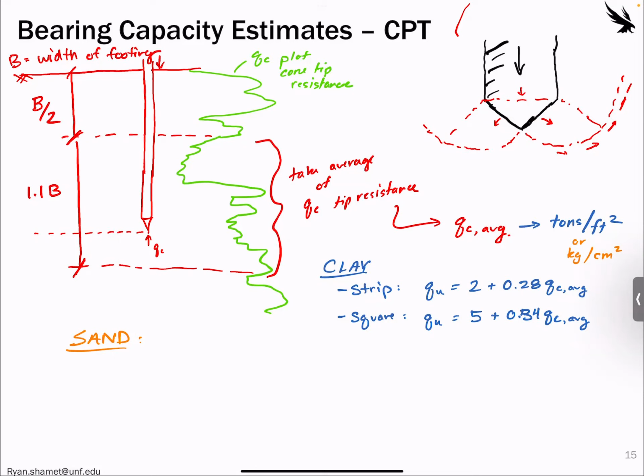So if you're working with sand, same thing here. If we have a strip footing, then you would find the ultimate bearing capacity through this equation. It's a little bit more tedious. And then if you had a square footing, your ultimate bearing capacity would be through this one.